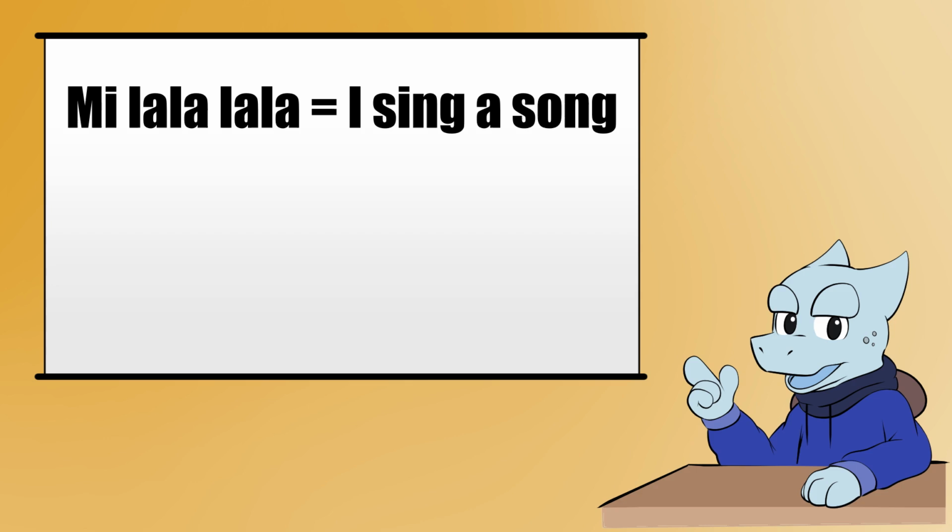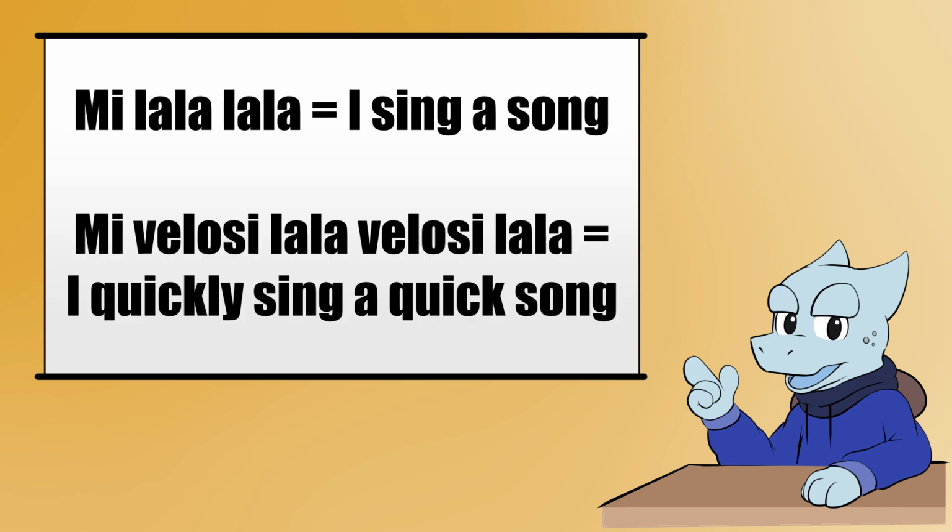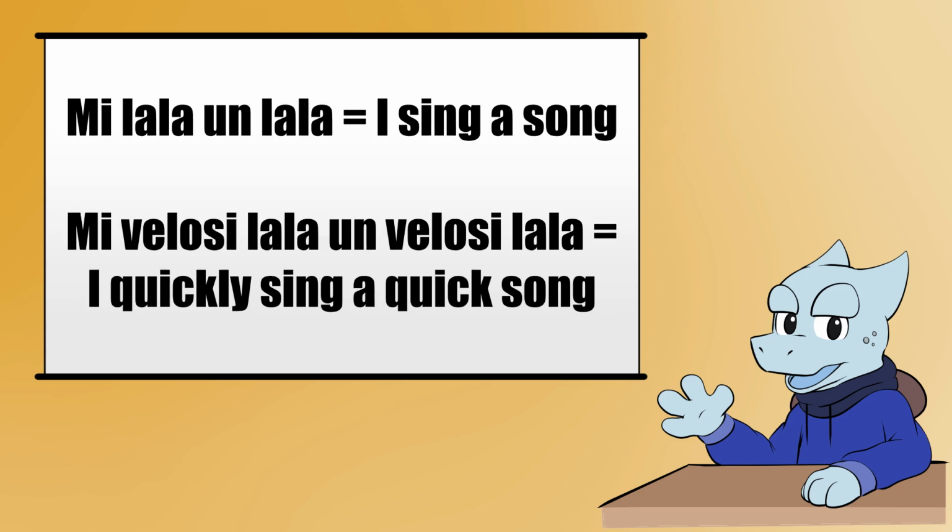"Mi lala lala" is a funny sounding but correct way to say "I sing a song", and "mi veloci lala" means "I quickly sing a quick song." Obviously, you can make these sentences clearer to parse if you add something like a determiner.